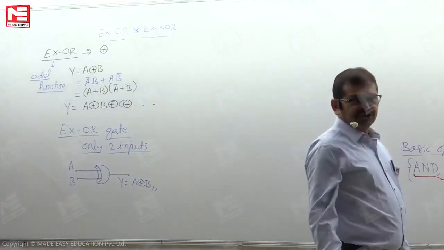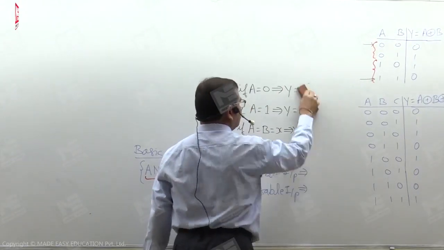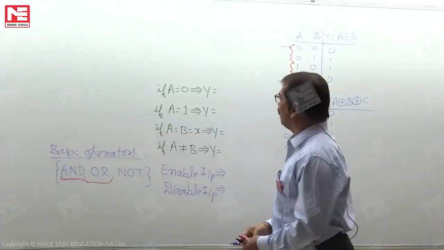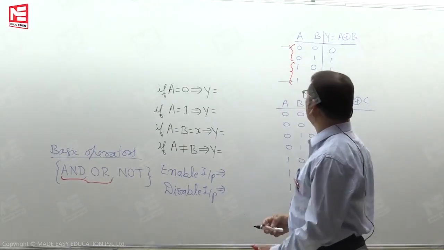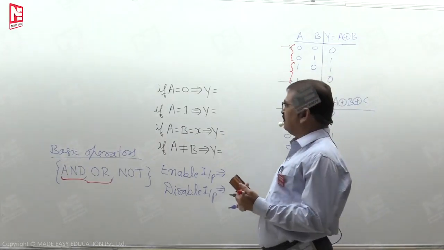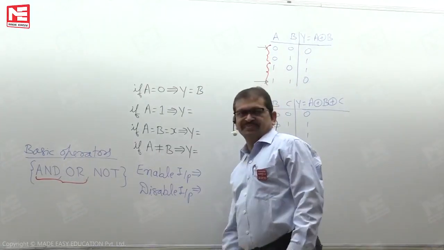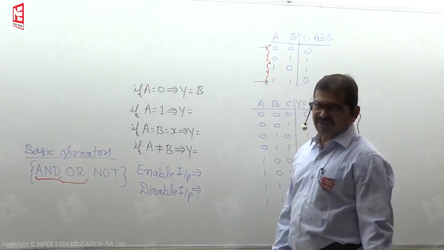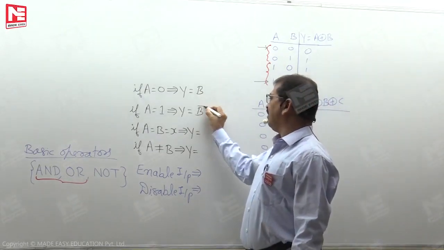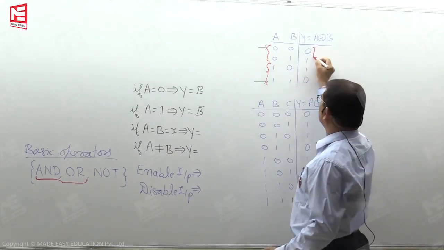If you look at these results, whenever one of the variables is 0, it is referring to, as usual, the first two rows. While looking at the first two rows, the output is the same as the other input. Whenever one of the inputs is 1, looking at the next two rows, the output is the complement of the other input.